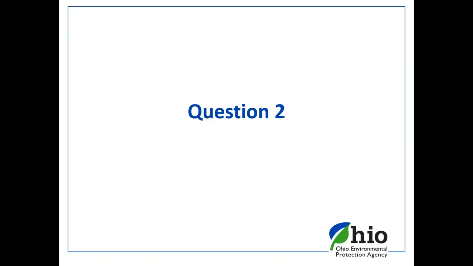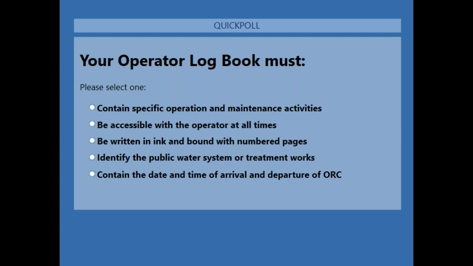So now we're ready for our second polling question. All right, here's the second poll. Your operator logbook must contain specific operation and maintenance activities, be accessible with the operator at all times, be written in ink and bound with numbered pages, identify the public water system or treatment works, or contain the date and time of arrival and departure of the ORC. So take a couple minutes and answer this poll.